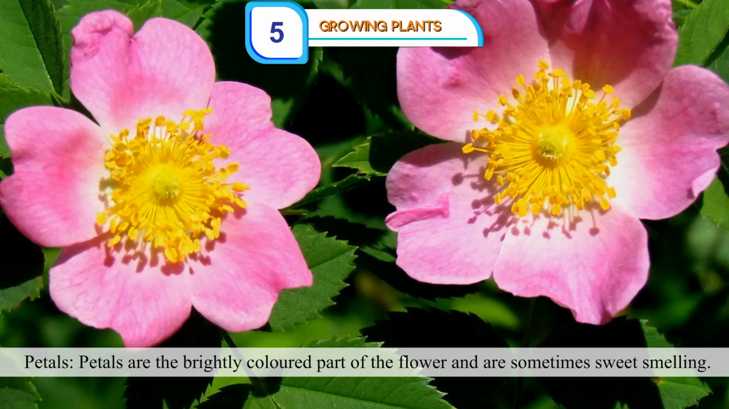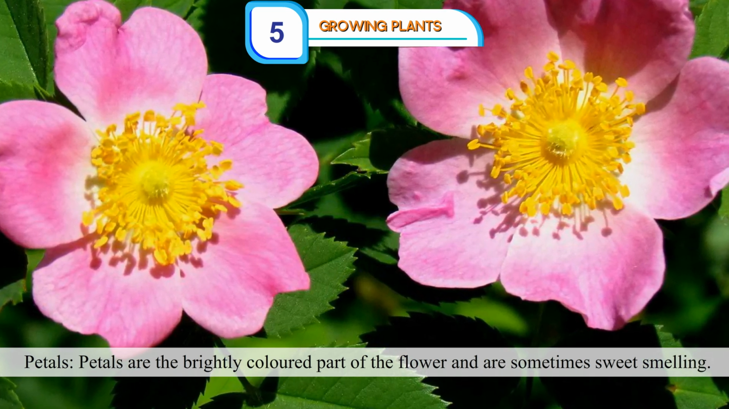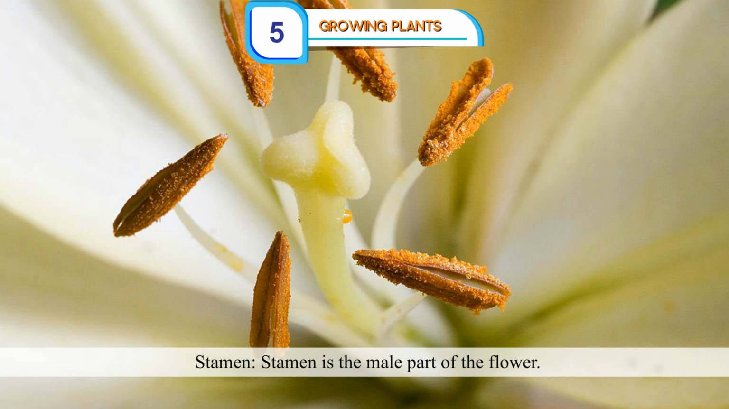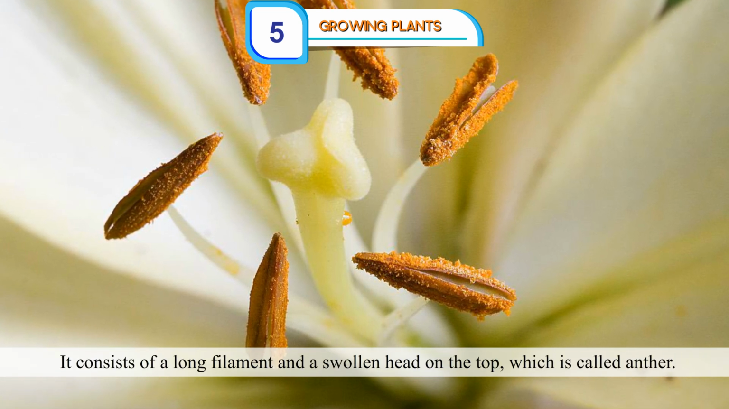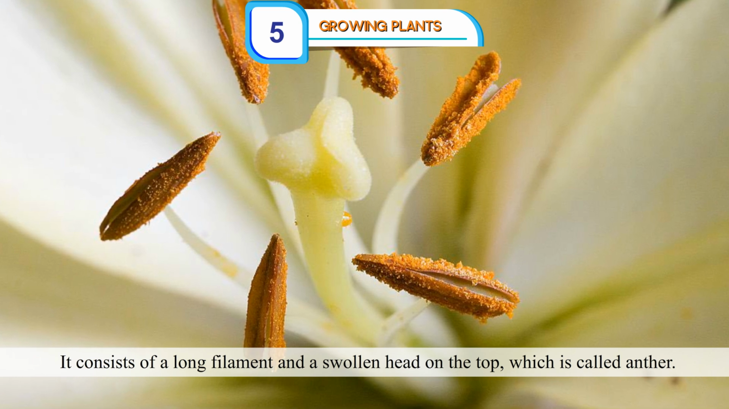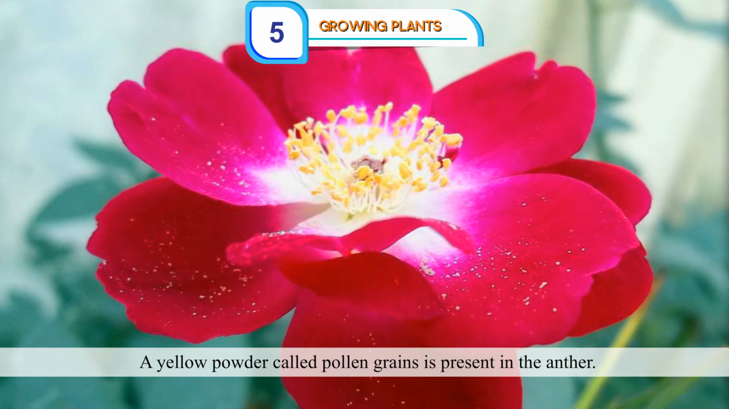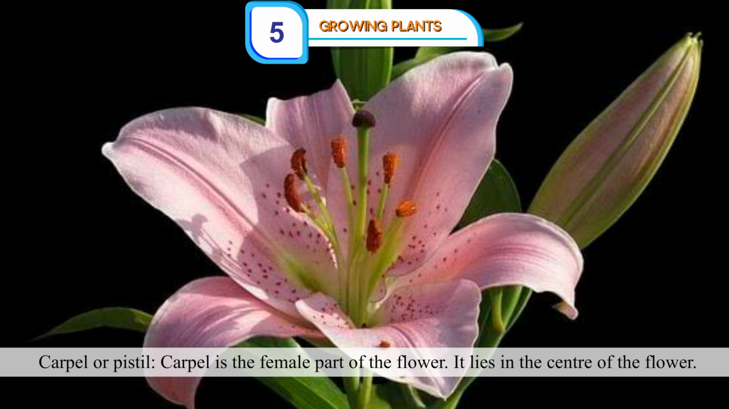Petals. Petals are the brightly colored part of the flower and are sometimes sweet-smelling. Their main function is to attract insects. Stamen. Stamen is the male part of the flower. It consists of a long filament and a swollen head on the top, which is called anther. A yellow powder called pollen grains is present in the anther.